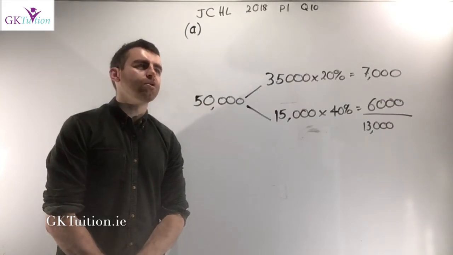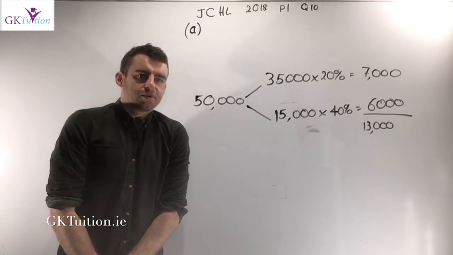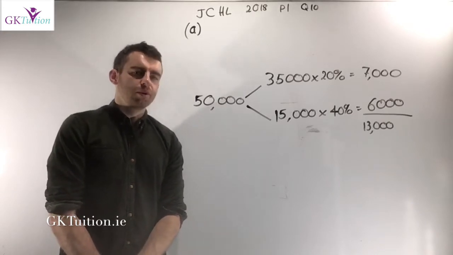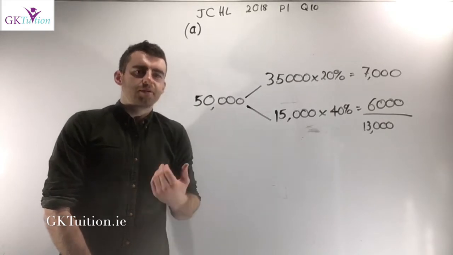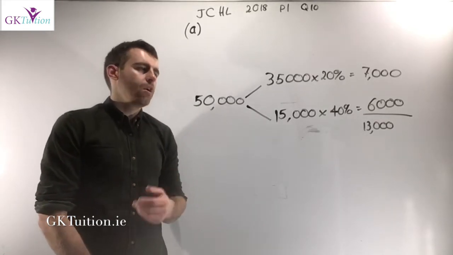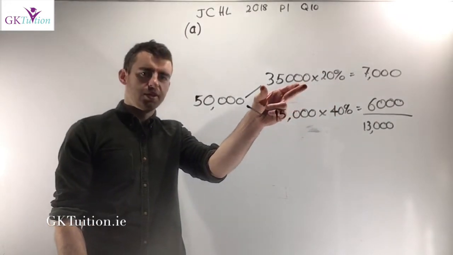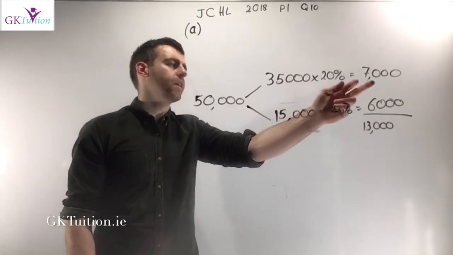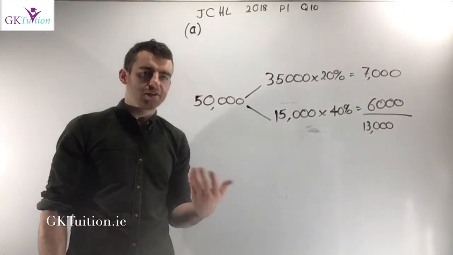Okay, let's have a look now at 2018 paper 1 question 10. The first part of this question was very straightforward. We were told that Lorna earns €50,000 gross income. That's the amount she earns before deductions. We're told that she has to pay 20% tax on the first €35,000 that she earns. 20% of 35,000 is 7,000, and she has to pay 40% tax on whatever else she earns.